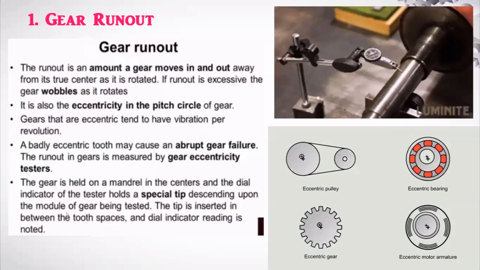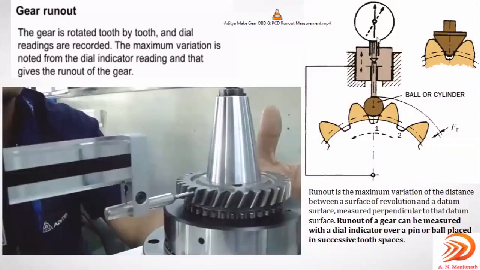In order to inspect that, they will use one simple device, which has a dial indicator with a ball or cylinder type of plunger in it, right?